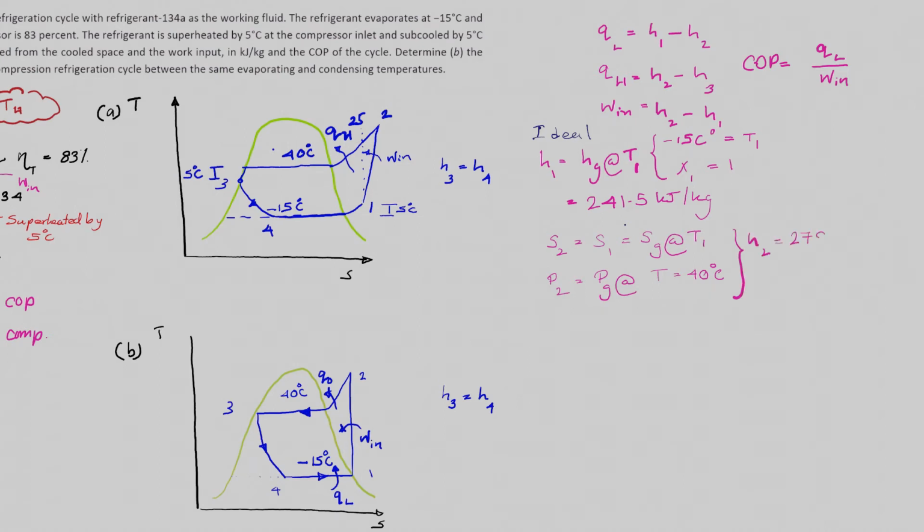When it comes to point 3, we know the quality at point 3 is equal to 0. It's saturated liquid and the temperature is 40 degrees Celsius. We can find h3 using those two values. h3 is going to be hf at T3 temperature. Because process 3 to 4 is an isenthalpic process, we can get the h4 value because we know the h3 value. Now we can calculate q_L, q_H, and w_in using our previous equations.